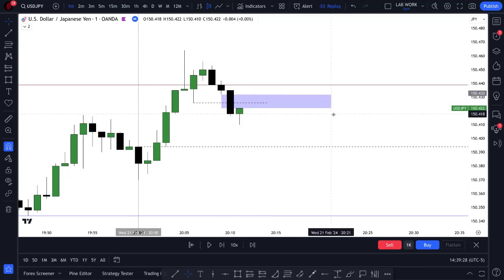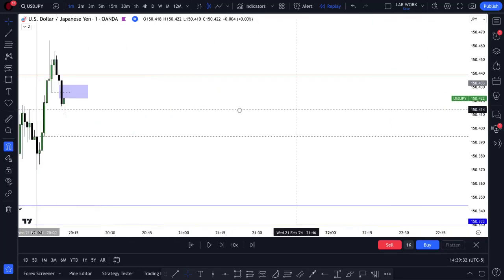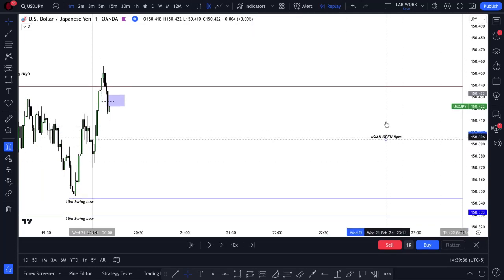It hasn't changed yet. Notice as well, this entry technique is forming physically above 8 p.m. opening price. Anything above 8 p.m. opening price is a premium. This is where the ideal sell conditions are coming in. Premium, if I can spell, ideal sell setups.